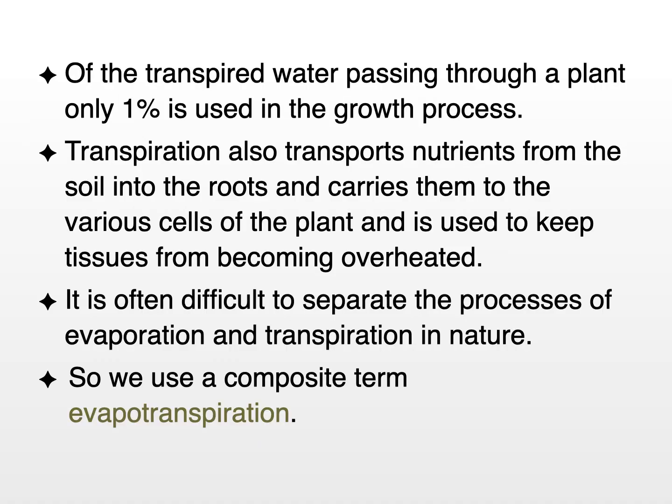Of the transpired water passing through a plant, only 1% is used in the growth process. So that is incorporated into cells. So as I said, transpiration also transports nutrients from the soil to the roots, and then carries them up to the various cells in the plant through the stems, if there's stems. It's also important in stopping the plant from becoming overheated.